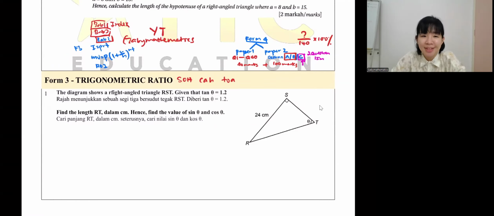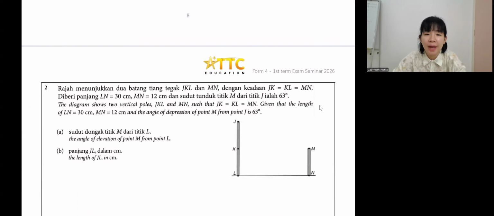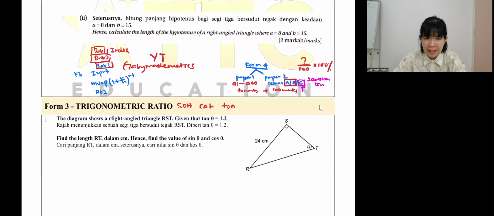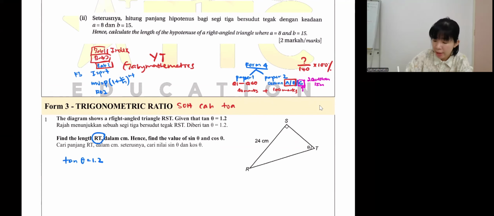Okay, now let's go to this topic, trigonometry. We do a few questions, then we move on. Now, first question. The diagram shows a right angle triangle, given that tangent theta is 1.2. So they give us tangent theta 1.2. At the end, we need to find the length of RT. We need to find the value of sine theta and cos theta.